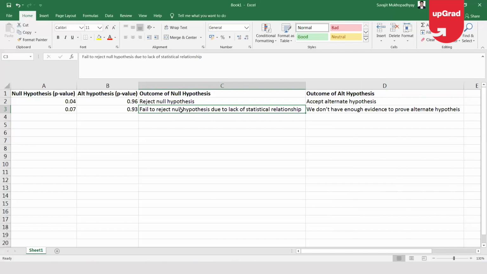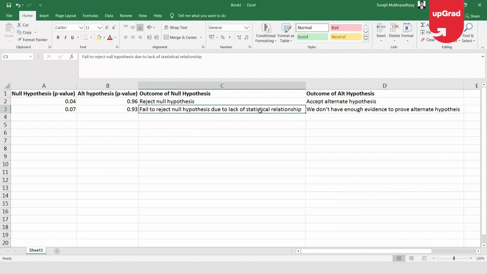Now the question is, if you ask for an example, like in law, a lot of times we say that we are letting this criminal go, though we know that he is a criminal, but we are letting him go because we do not have enough proof against him. But we know that he's a criminal. So that's the kind of scenario we have come to now, right? We don't have enough evidence to prove that the alternate hypothesis is true.